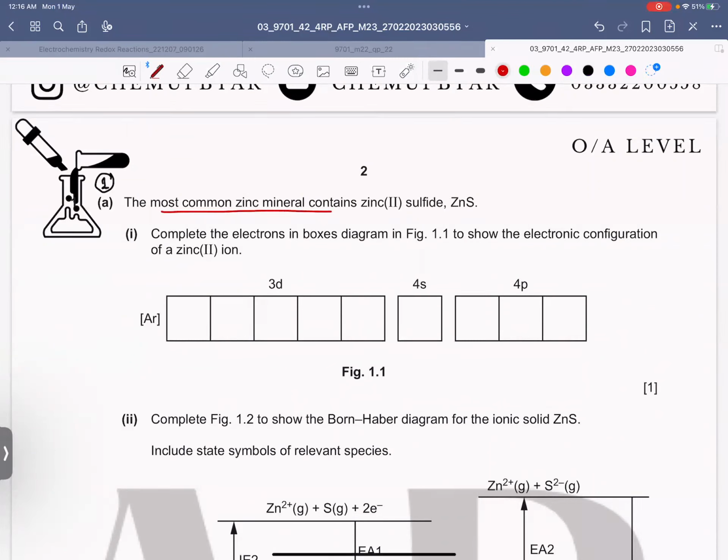The most common zinc mineral contains zinc sulfide. Complete the electrons in boxes diagram in 1.1. Show the electronic configuration of zinc 2+ ions. So if you recall, zinc's atomic number is 30. And when it becomes zinc 2+ ions, it has a 2 positive charge. So here in its atom, it has 30 electrons, but here the number of electrons is instead 28. Okay.